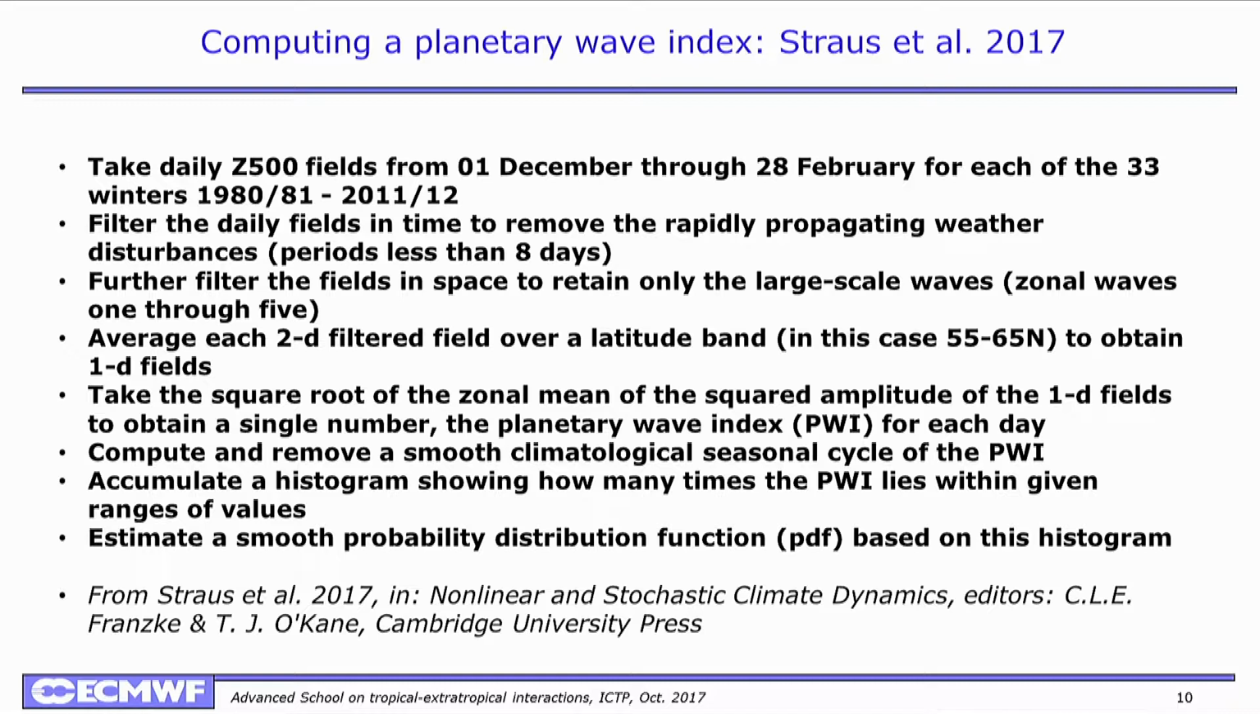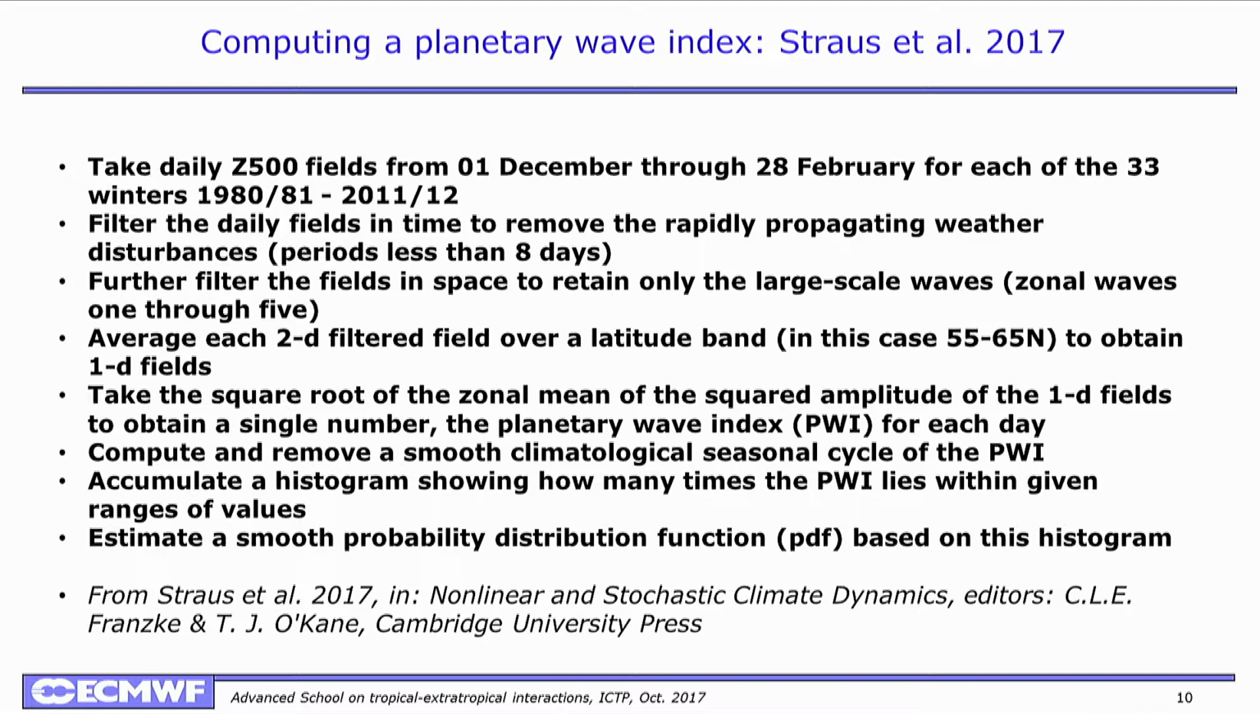As we said, we are now looking at large-scale regimes on a time scale longer than the planetary wave, so you first want to filter out the high-frequency variability. Then you do a space filter, so you only retain the large-scale waves, and in some cases David tried to be more general and less restrictive, including wave numbers 1 to 5. Then you average over a certain band, and David chose 55 to 65 degrees north, which is the latitude where you have the largest amplitude. Then you compute the root mean square amplitude of this profile. This root mean square amplitude is a single number that is your index for the planetary waves.